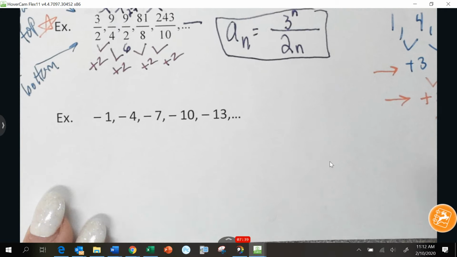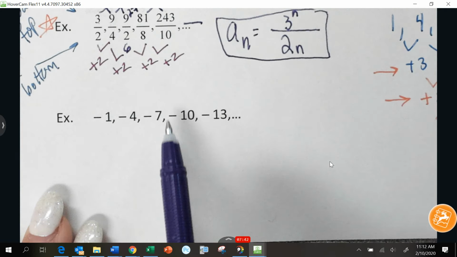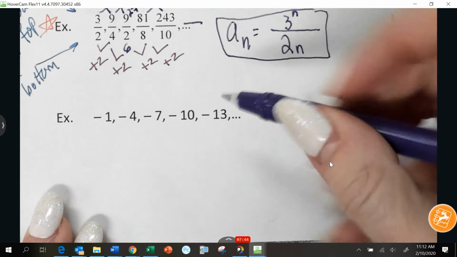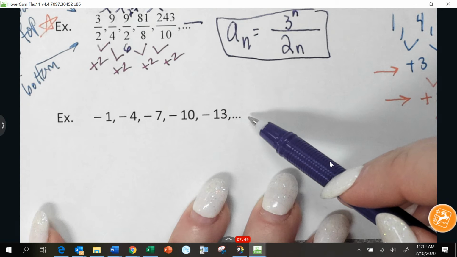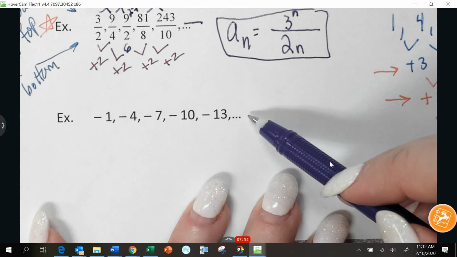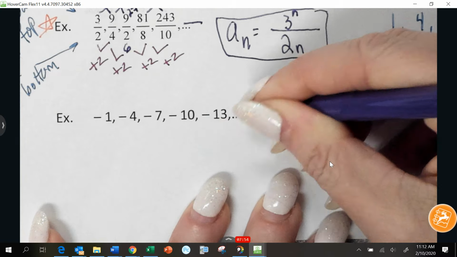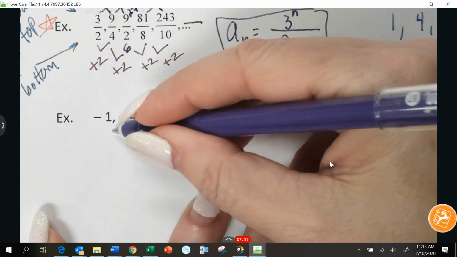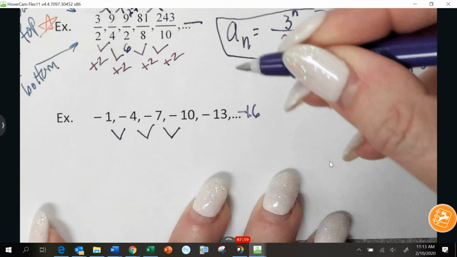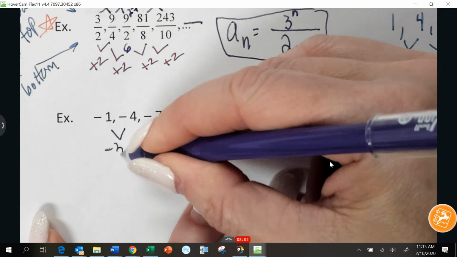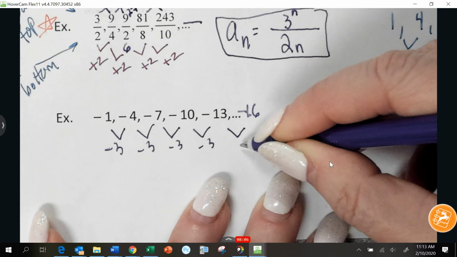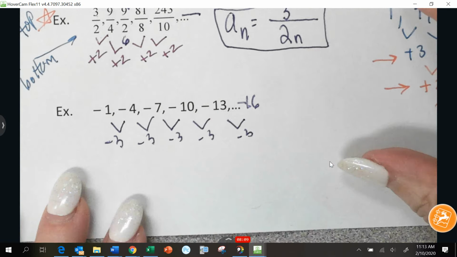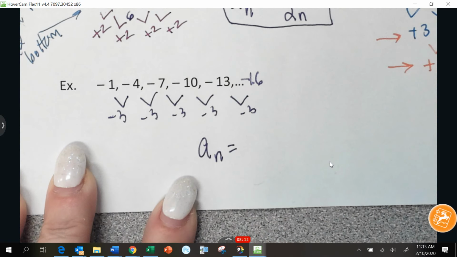All right, last one on this page goes -1, -4, -7, -10, -13. Could you find the next number? Ella, could you find the next number? -16 is correct, so you must know the pattern. What's happening each time? We're doing it over and over again, subtracting 3 each time. Tells me right away a sub n has to start with what? Alex.